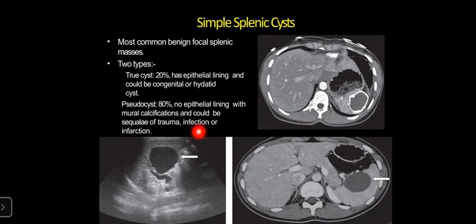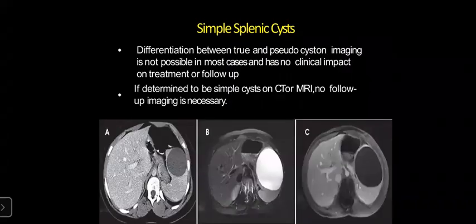We see the simple splenic cyst here on ultrasound, CT and MRI. Simple splenic cyst differentiation between the true and pseudocyst is impossible in most cases and has no clinical impact on treatment or follow-up. So on CT and MRI, there is no need for further evaluation because it's a simple cyst.